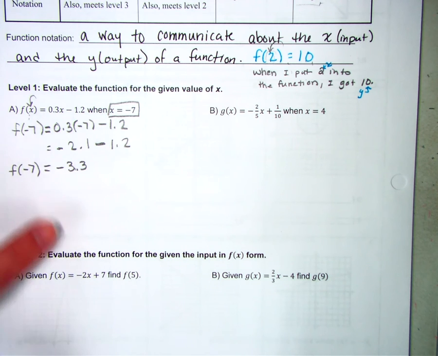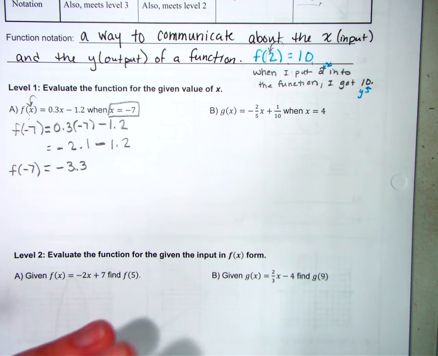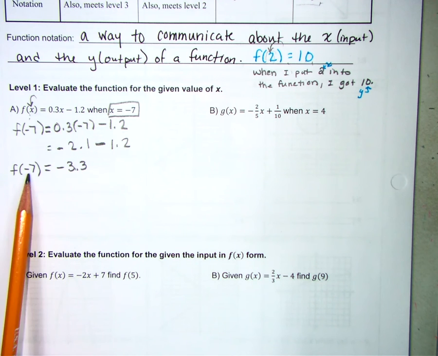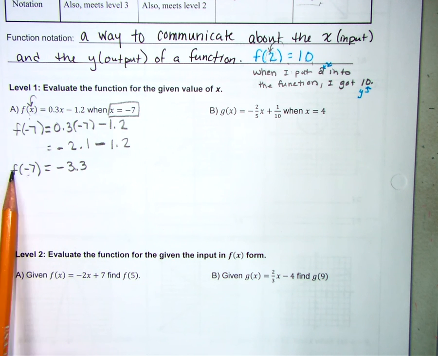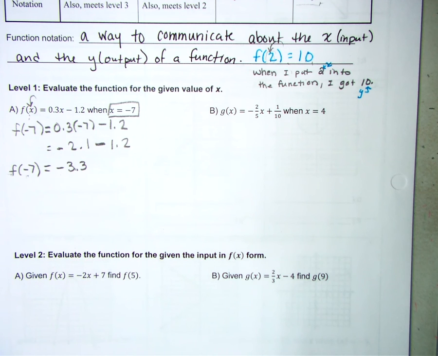The reason I bring that in at the end is because I don't want you to think that that's multiplication and now I should divide. Because you're not dividing, you're done. It's a communication tool, it's not a multiplication sign. So this is how you would say this. When I plugged negative 7 into my function, I got the answer of negative 3.3. That's it. There you go.